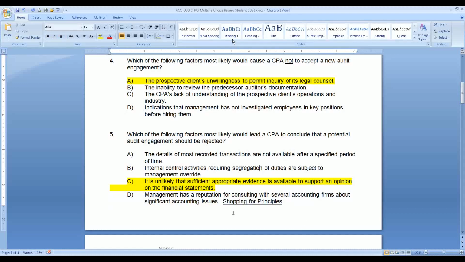Shopping for principals is when you tell a client they can't do something, and they say, well, okay, you're not the only CPA firm in the world. We'll go get somebody else that will. If you say we can't account for it this way, we'll find somebody who does. So they go around and start shopping for accounting principles.